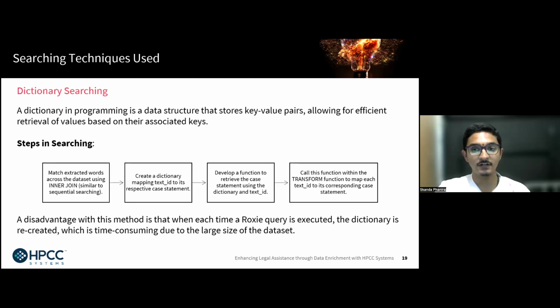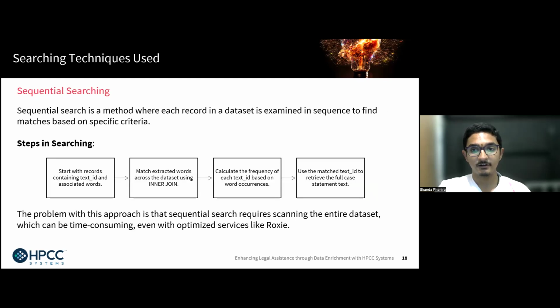First, we will start with the extracted keywords, which contains records of text ID and its associated keywords. Next, by employing the inner join function, we will match the extracted words across the entire dataset. Subsequently, we calculate the frequency of each text ID based on how often the words appear. Finally, we use the matched text ID from the previous dataset and map these text IDs to the original case statements to retrieve the case statements of the respective text ID.